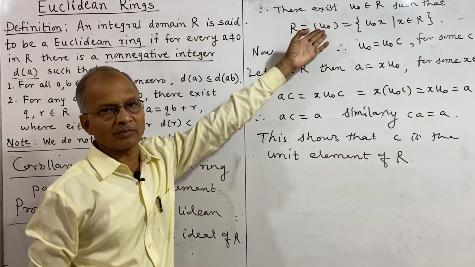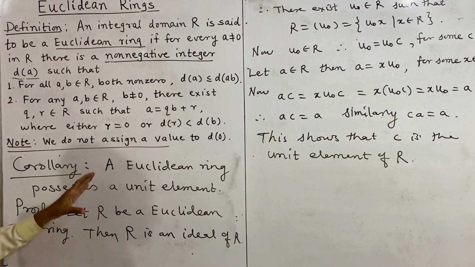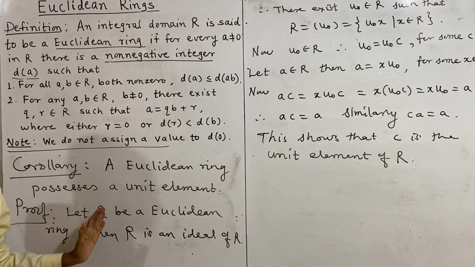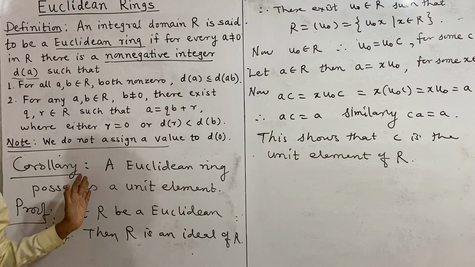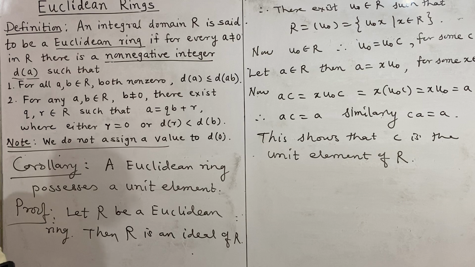So thus we have studied the definition of Euclidean ring, some examples, and some properties or theorems on Euclidean rings. The remaining part we will continue in our next lecture.